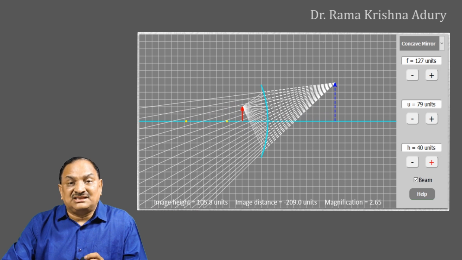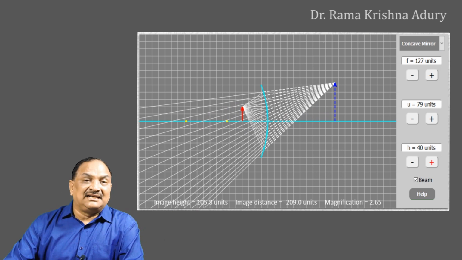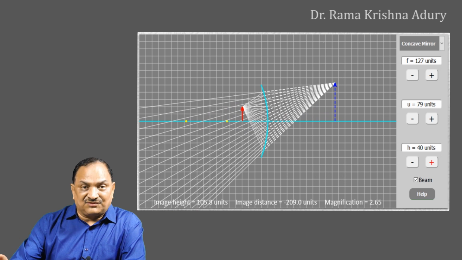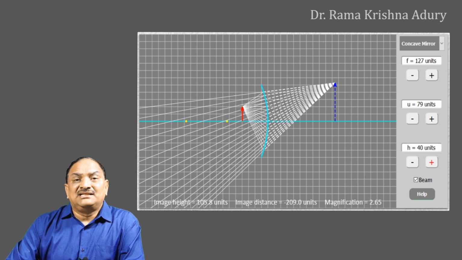It's appearing much larger. It is a virtual image, erect image, not inverted. It's an erect image and much larger in size. Because of this property, when the object is placed at a distance less than the focal length, the image is formed on the other side, which is much larger. This concave mirror is used as a shaving mirror.